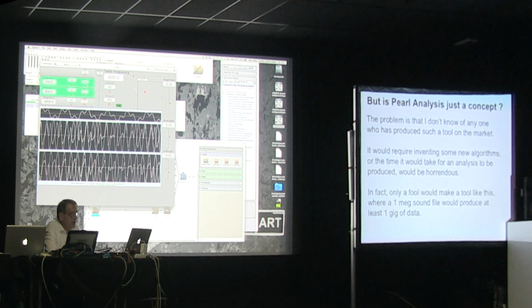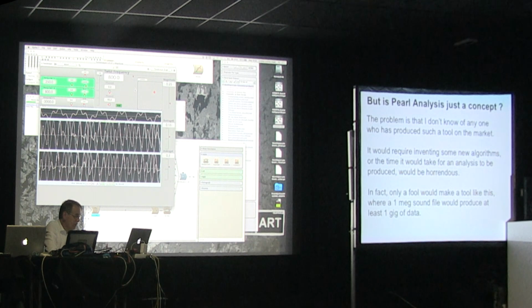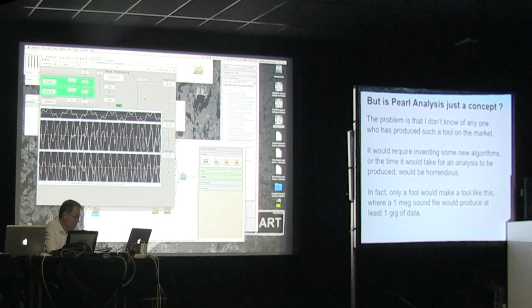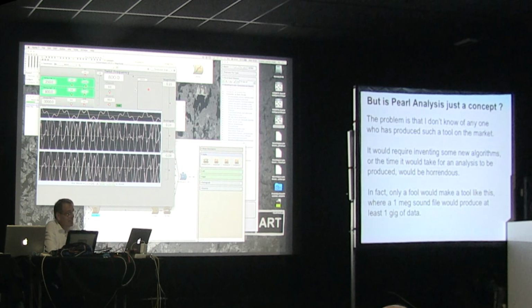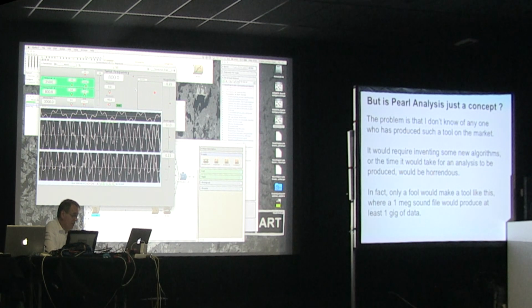The problem is, I don't know of anyone who's doing this on the market. Obviously, it would require lots and lots of processing to do all this huge amount of analysis. In fact, only a fool would start off with a 1 meg sound file that was going to produce at least 1 gig of data. It's so over the top. Only an idiot would do it. So I doubt we'll see anyone do it on the market.